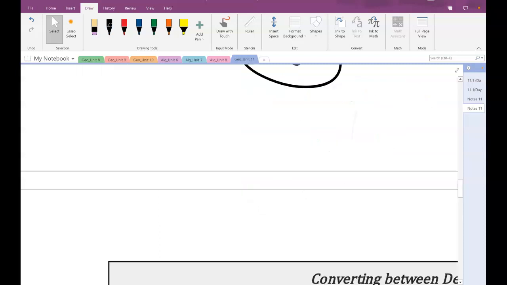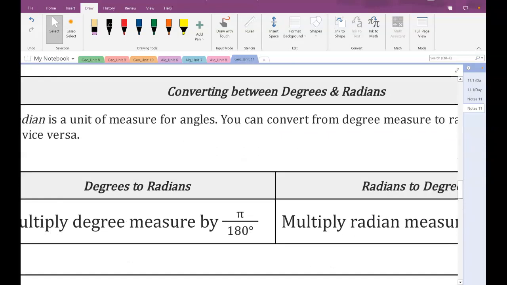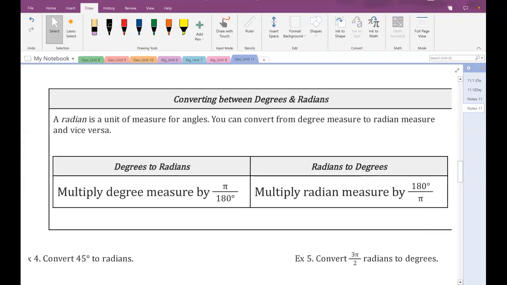All right, where are we on the back now? You can flip to the back. We're going to do something like I told you all yesterday. This is a lot more plugging in numbers, doing math, and theorems. So what we're going to do is practice converting degrees to radians and radians to degrees. A radian is a unit of measure for angles, and we can convert from degree measure to radian measure and vice versa.